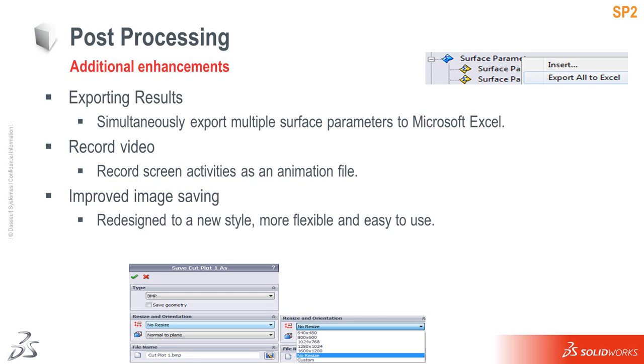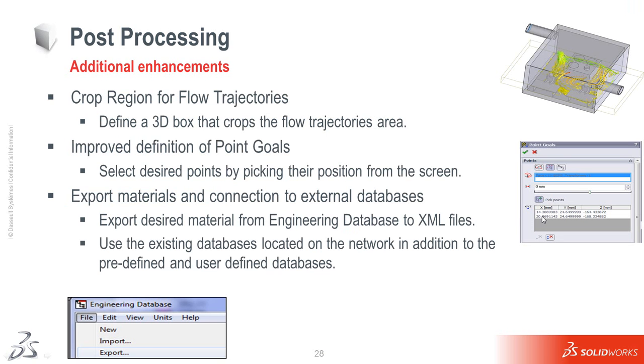The interface of the Save Image and Save As dialogs was redesigned to a new style, more flexible and easy to use. You can now define the size and orientation as well as the image type in a single dialog box. The flow trajectories result type allows the user to display flow trajectories as flow streamlines. This great post-processing tool helps users visualize how the fluid is circulating inside or around the product design.